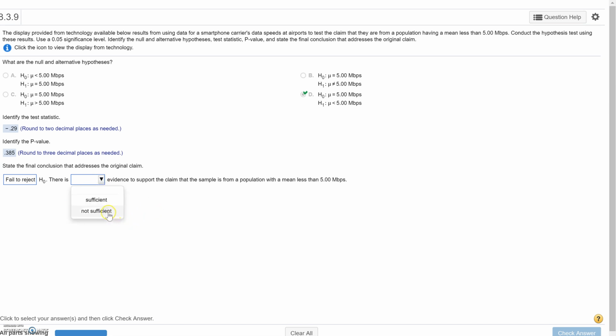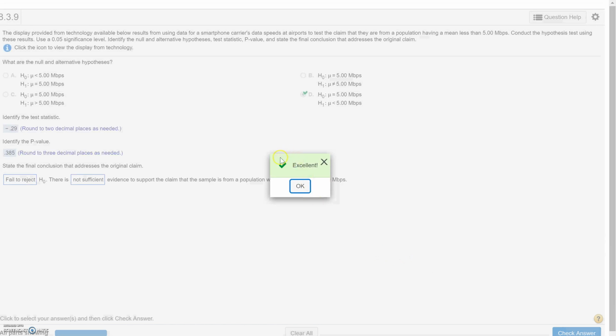There's not sufficient evidence to support the claim that the sample is from a population with a mean less than 5. Check our answer. Excellent. Here you go. So again, if the p-value is greater than alpha, then we fail to reject the null hypothesis. If the p-value is less than or equal to alpha, then we have to reject the null hypothesis. And that's the end of this problem.